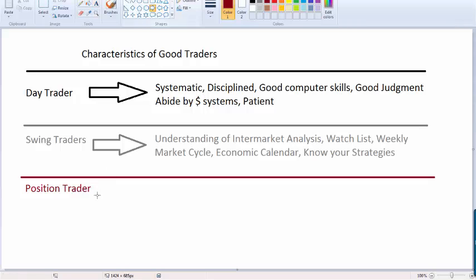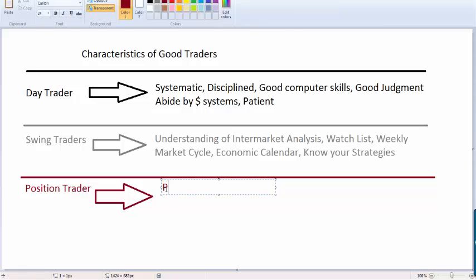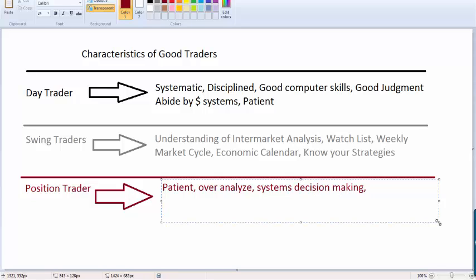Well, to be a very good position trader, I believe that you need to be patient. You need to not overanalyze. You need to base your decision making on systems. You don't micromanage, okay? And you have to rely on long-term distribution of results, okay?